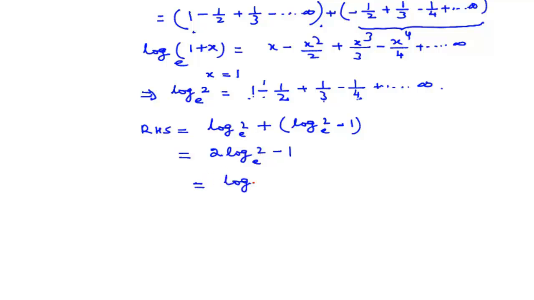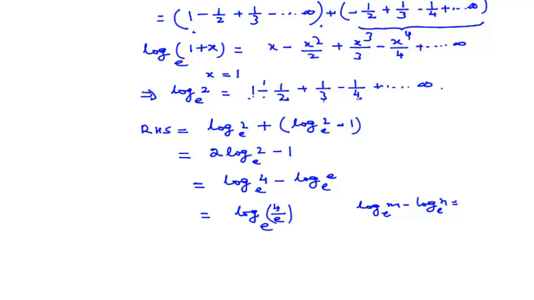So log of 4 to the base e, and 1 can be written as log of e to the base e. So with the property of log, this will be equal to log of 4 upon e to the base e, because we know that log of m minus log of n to the base e is equal to log of m upon n to the base e, and this is our left hand side. So left hand side is equal to right hand side, hence proved.